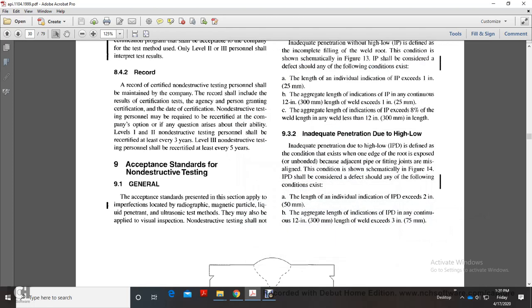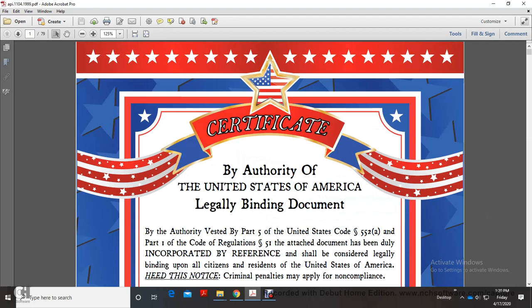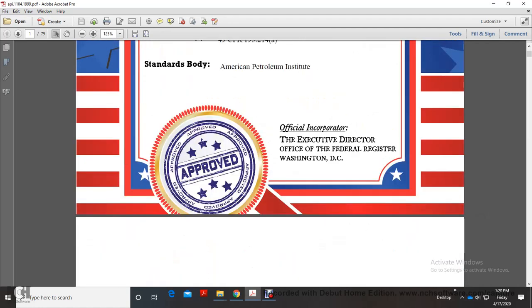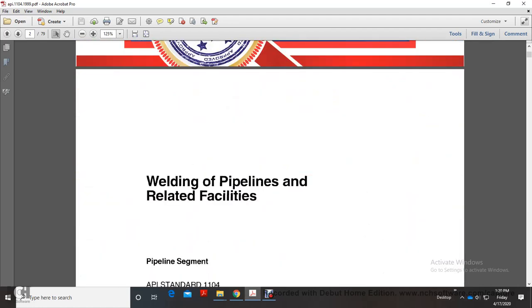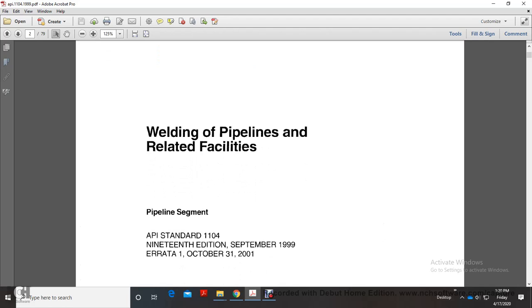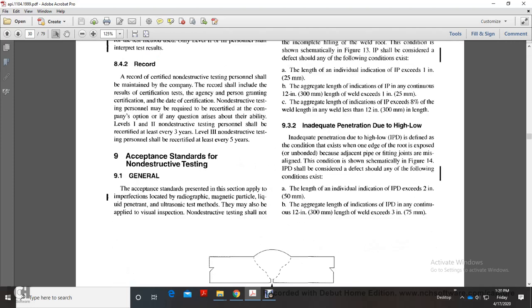Alright, Chapter 9, Acceptance Standards for Non-Destructive Testing. Welding of Pipelines and Related Facilities, American Petroleum Institute Standard 1104. Chapter 9, Acceptance Standards for Non-Destructive Testing.